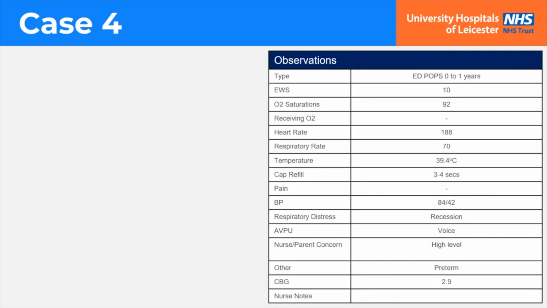When the observations are completed, we see that they're scoring a POPS of 10. Saturations are 92% in air, the heart rate is 188 and the respiratory rate is 70. They have a recorded temperature of 39.4 degrees and a prolonged capillary refill time of 3 to 4 seconds. There is evidence of respiratory distress in the form of recession, and they're only really responding to voice. The nurse is understandably very concerned, and they score also for having a background of prematurity. Blood sugar is also 2.9, which is borderline.